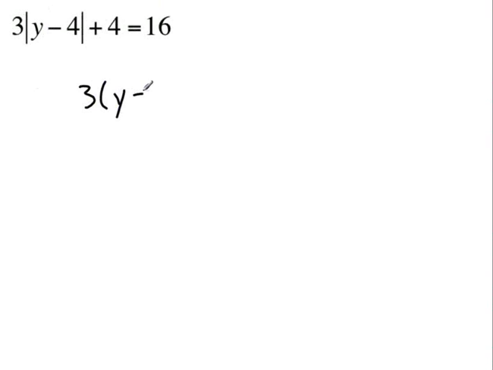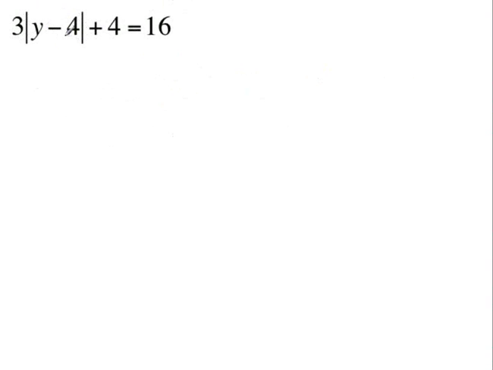All right, this one says 3 times the absolute value of y minus 4, plus 4, equals 16. Now, what a lot of people want to do is write two equations from the very get-go. But since that's wrong, I'm not going to write them. What we need to do before we can drop the absolute values is get the absolute value by itself.